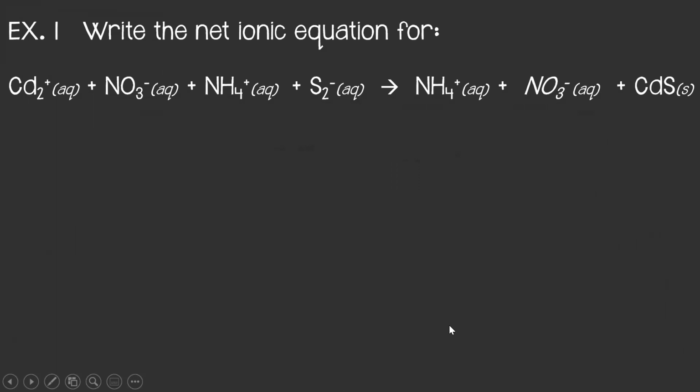So this is already separated for you. That's why it looks like there's so many plus signs, because they're all separate. So your goal is to now figure out where are the spectator ions and write the net ionic equation. So pause the video, try that.